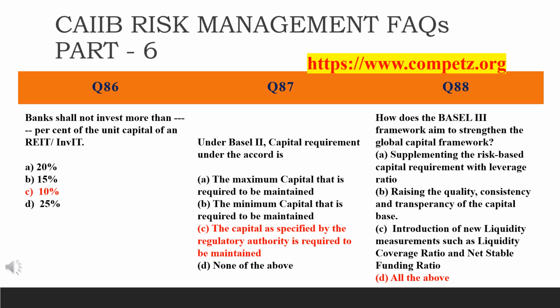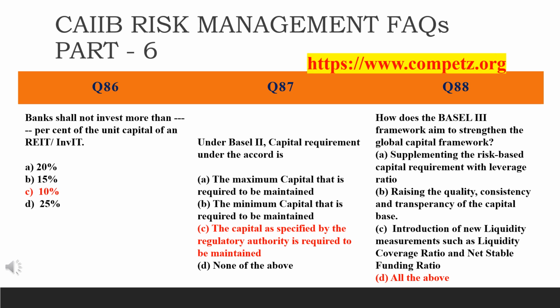See here, banks can invest in real estate investment trust and infrastructure investment trust within the overall ceiling of 20% of their net worth, which is permitted for direct investment in shares, convertible bonds, debentures, units of equity oriented mutual funds and exposures to venture capital funds, both registered and unregistered. However, the investment cannot exceed 10% of the unit capital of real estate investment trust and infrastructure investment trust. Thus, the answer is C, 10%.